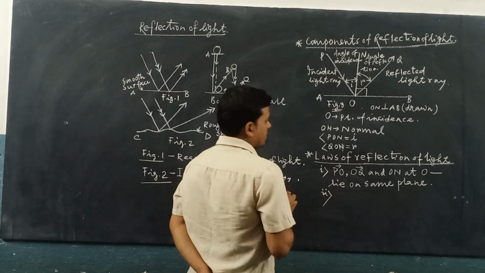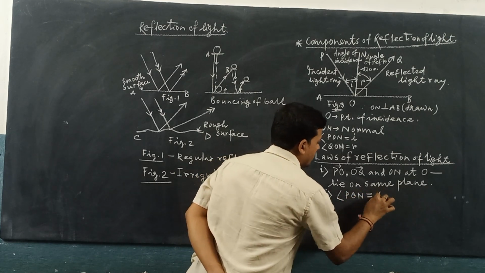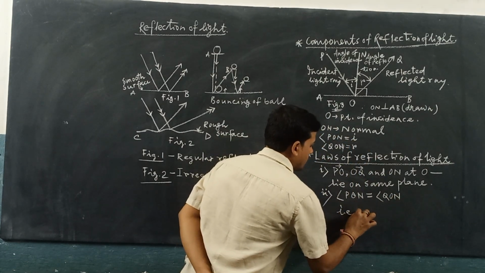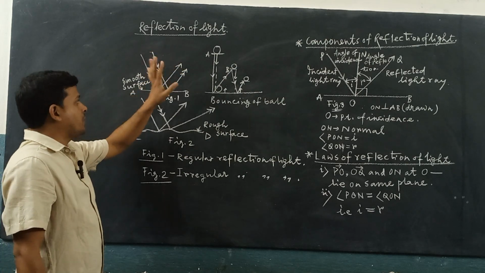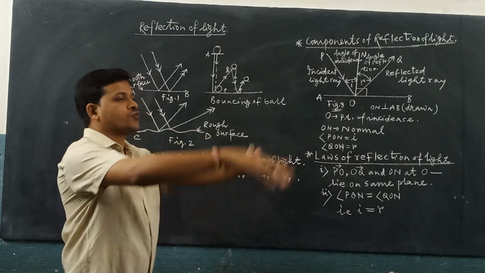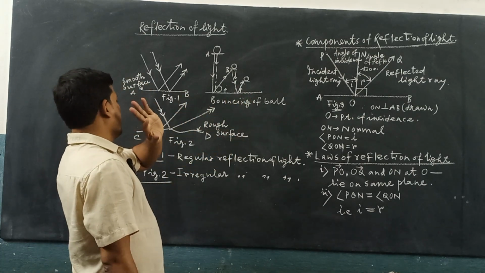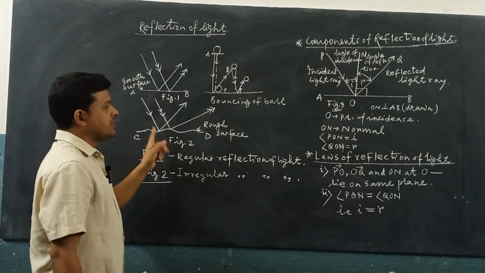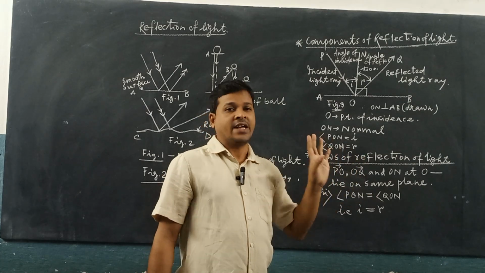Number two, the second law: the angle of incidence PON equals the angle of reflection QON. These are the basic parts of the reflection of light. So very easy, very simple. When energy comes from a particular medium and falls on a surface, some part of it goes back to the first medium. That is the reflection of light, which is similar to the bouncing of a ball. There are two different kinds of reflection of light, regular reflection and irregular reflection, and these are the components and the laws of reflection of light.